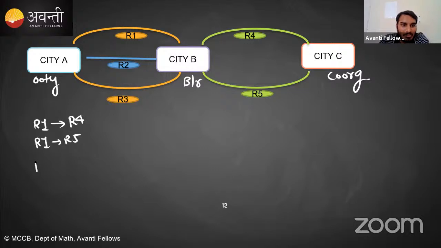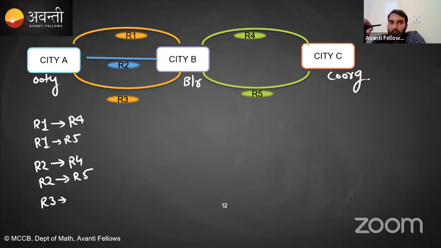Similarly, if that person decided to take route 2 from city A to city B, then that person can take route 4 or route 5. So route 2 and then route 5, right? Similarly, if that person decides, okay, I don't want to go by route 1 or route 2, let's go by route 3, he or she goes to Bangalore from Ooty taking route 3. Okay, that person reaches Bangalore.